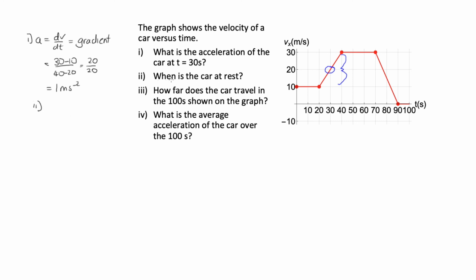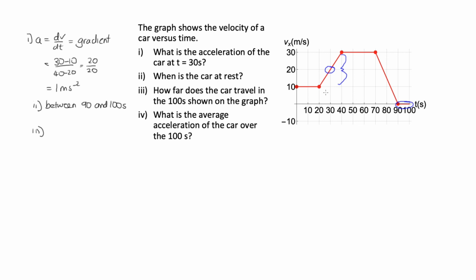Part 2 says, when is the car at rest? Okay, so this part's not too bad. We've got the velocity versus time graph, so it's going to be at rest when the velocity is 0. So we can see that's happening here at this time interval. So it's at rest between 90 and 100 seconds. Part 3 then asks us, how far does the car travel in the 100 seconds shown on the graph?